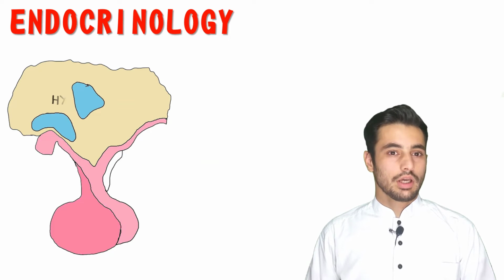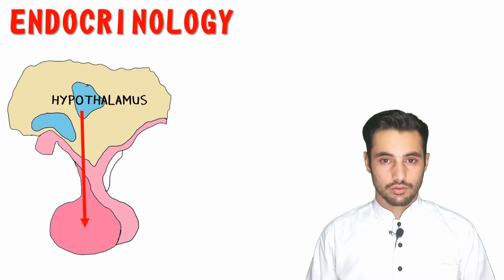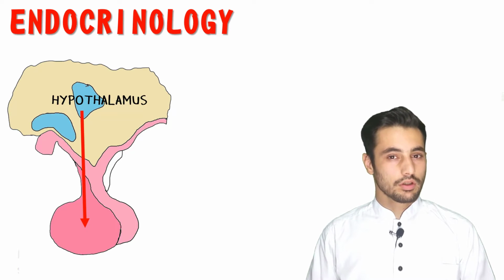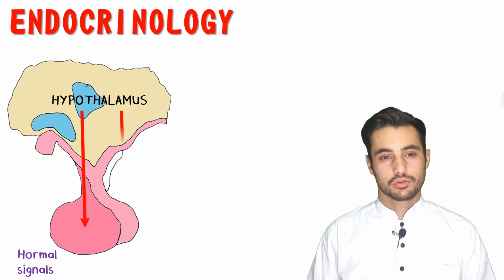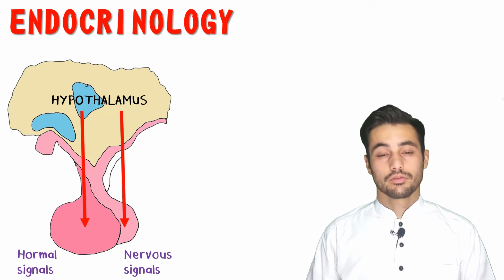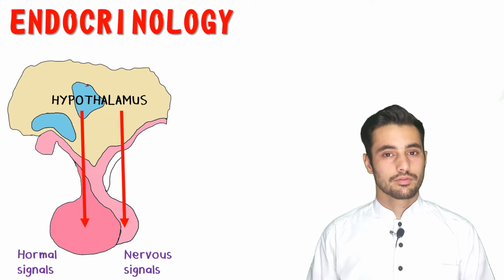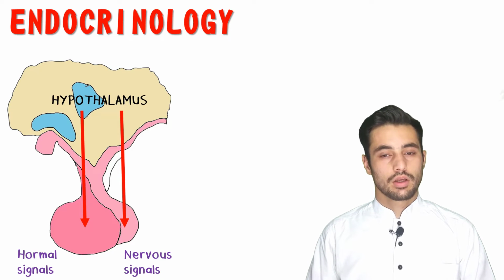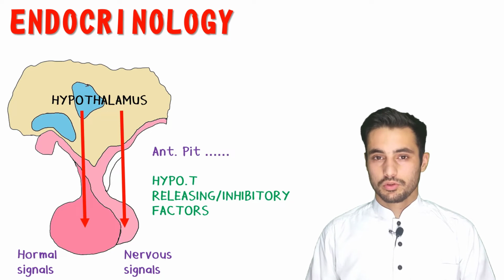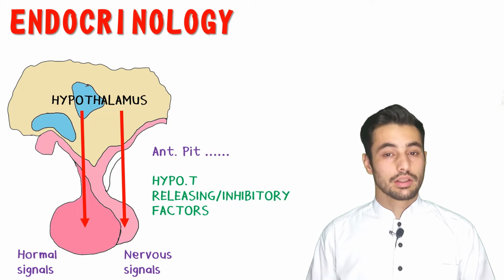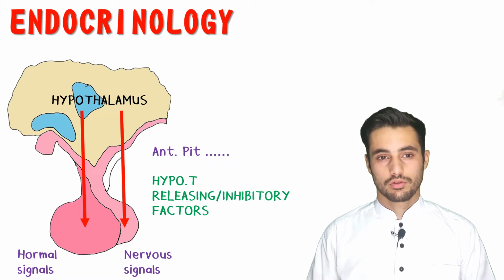Now, the hypothalamus will control the anterior pituitary with the help of hormonal signals, but the posterior pituitary is controlled with the help of nervous signals because the embryonic derivation of these 2 glands is different. One is from the neural tissue and the other is from the stomodeum. I will discuss that in a separate video. The anterior pituitary is majorly controlled by the hypothalamic releasing and inhibitory factors.